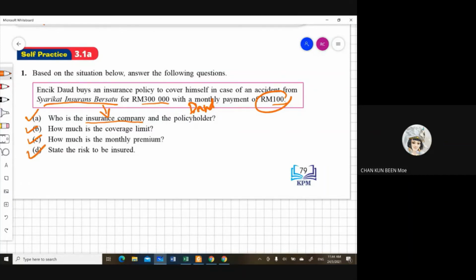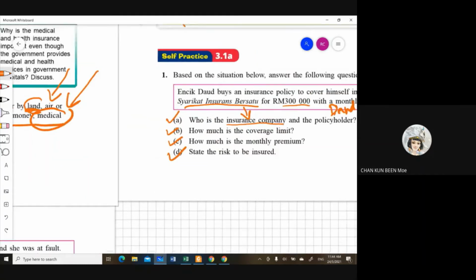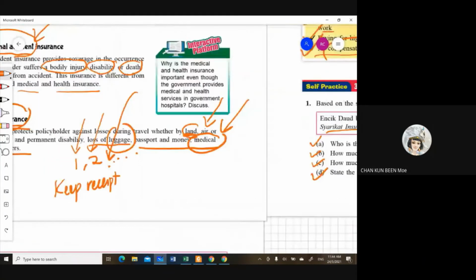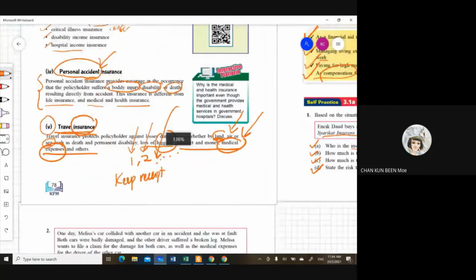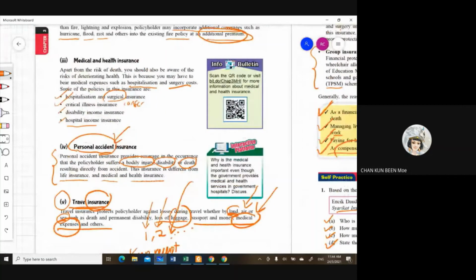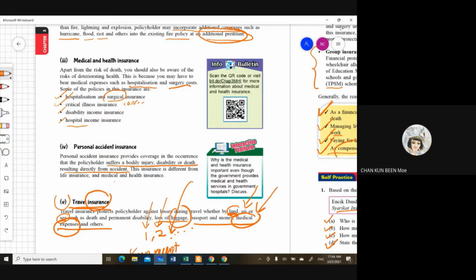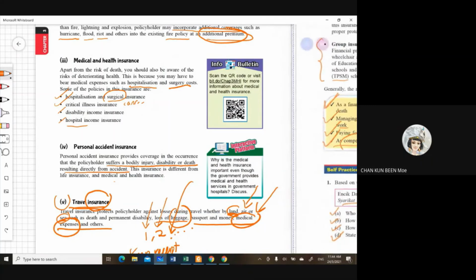Next, state the risk to be insured. What is the risk to be insured over here? Accident. Okay, accident. Actually, this one is referring to PA. PA means it is personal accident. So he didn't buy the life insurance or anything. He is buying this type of insurance. This one, personal accident insurance. It means it provides the coverage in the occurrence of the policyholder suffering bodily injury, disability, or death resulting directly from the accident. So this is the one that Encik Daud bought.